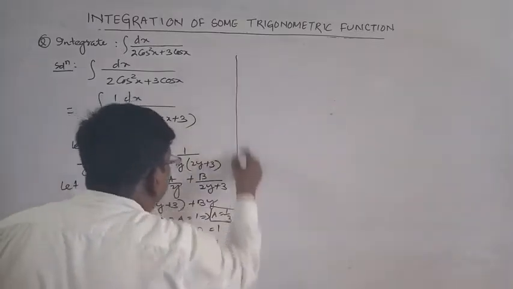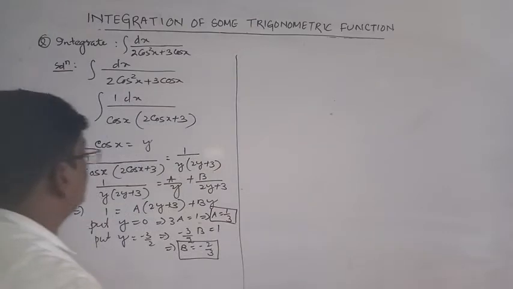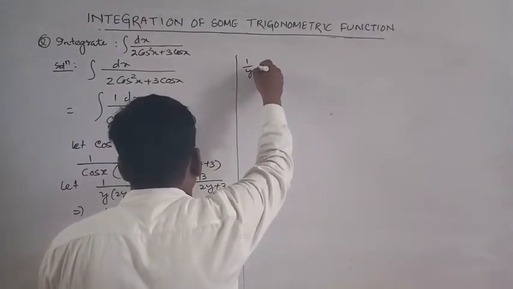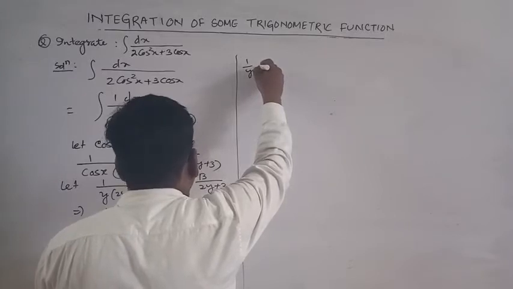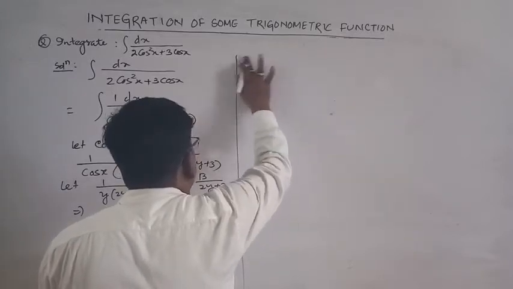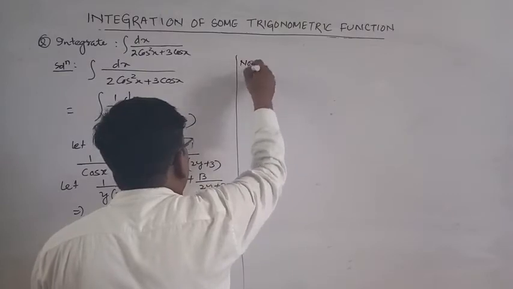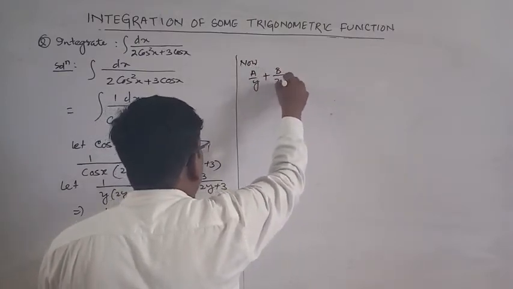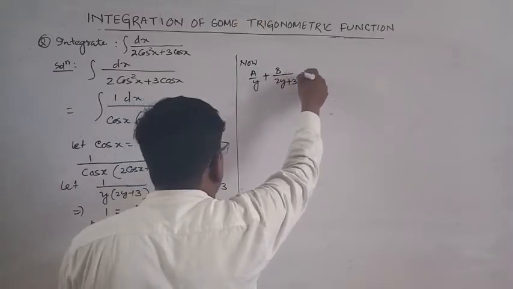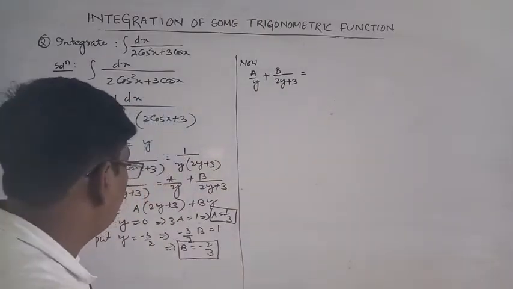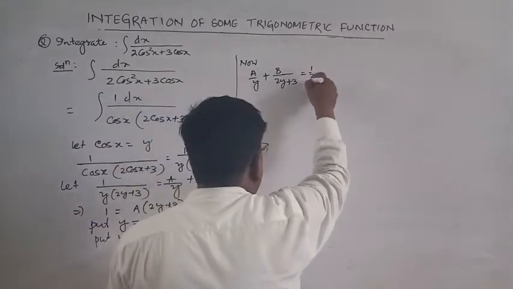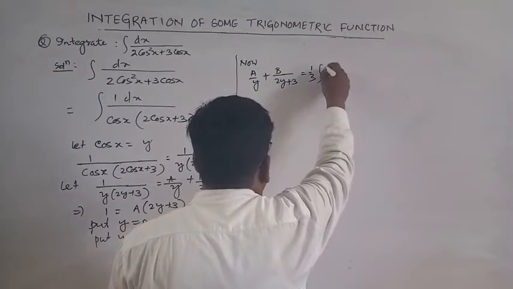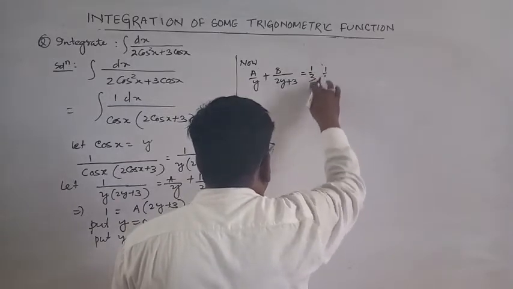Now integration, that is a by y plus b by 2y plus 3. What is the value of a? 1 by 3 into 1 by y.